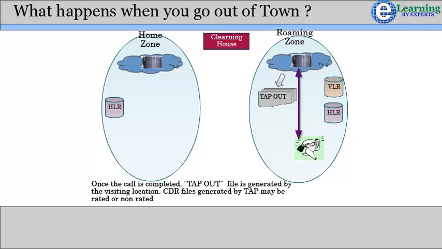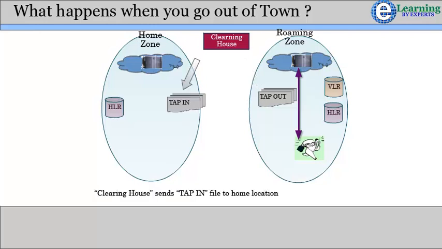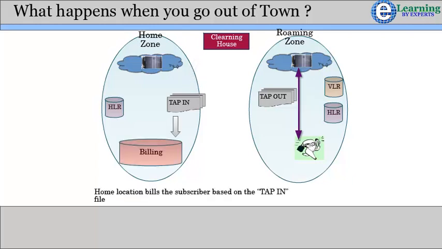CDR files generated by TAP may be rated or non-rated. The TAP-out file is sent to the clearinghouse. The clearinghouse sends TAP-in file to the home location. Home location bills the subscriber based on the TAP-in file.